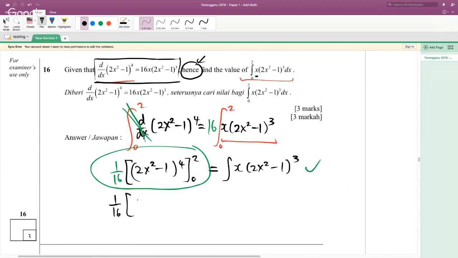Here, we substitute 2 into here. 4 multiplied by 2 is 8. 8 minus 1 is 7. So this is 7 power 4. Minus, substitute 0 here: 1 power 4 is 1. So let's use the calculator. 7 power of 4 minus 1, divided by 16. So you should get the final answer, which is 150.